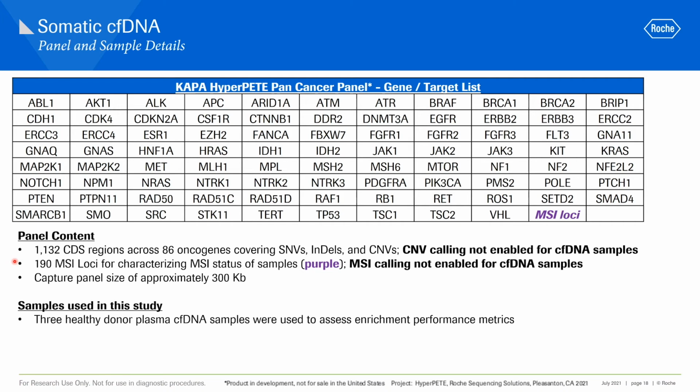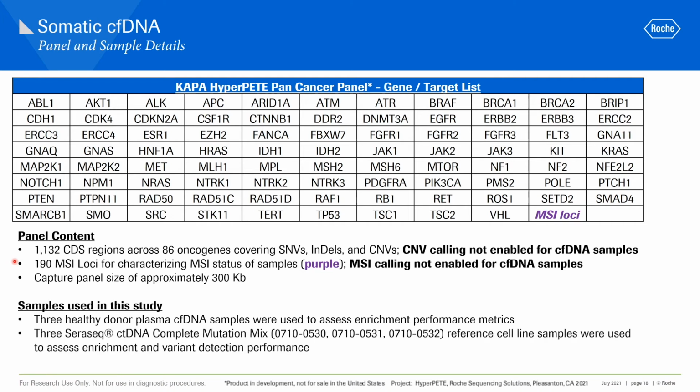There were 3 healthy donor plasma cell-free DNA samples, and these were used to assess enrichment performance metrics through the pipeline. And then there were 3 Seraseq ctDNA complete mutation mixes with catalog numbers there. These represent 1%, 0.5%, and 0.1%. And these are all reference cell line samples. And these were used to assess both enrichment and variant detection performance results.